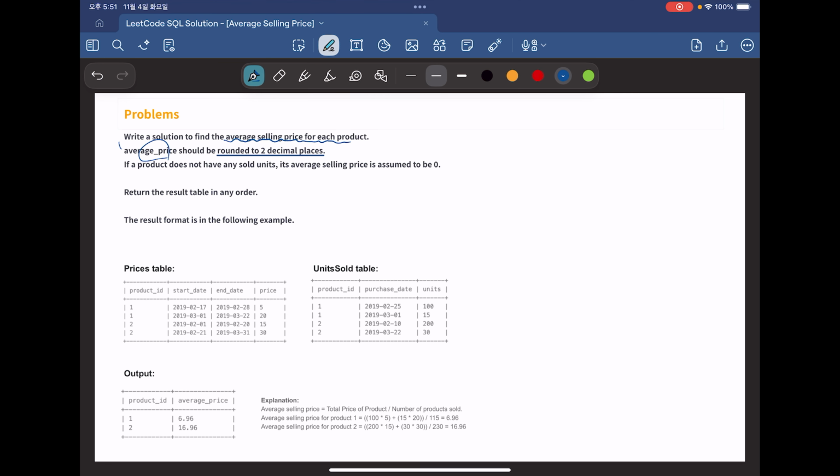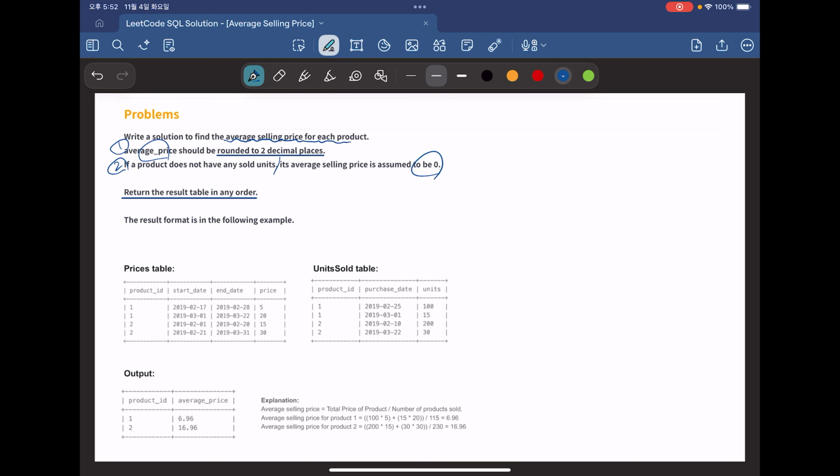The second condition is that if a product does not have any sold units, its average selling price is assumed to be 0. So that's the second condition. We can return the result table in any order. Let's see the examples together to see how to approach this problem.